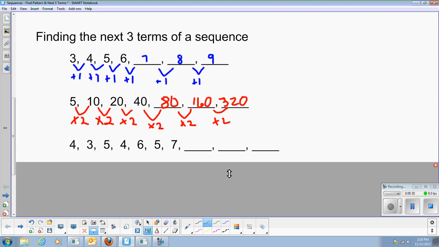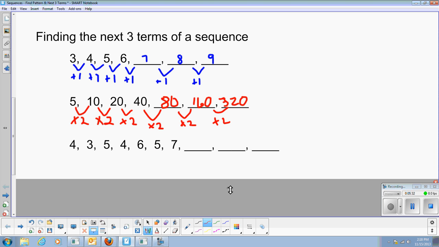the crazy thing about sequences is that sometimes they don't even have a nice pattern like that. It's called that because it has a specific order. Let's look at this one. 4, 3, 5, 4, 6, 5, 7, blank, blank, blank.